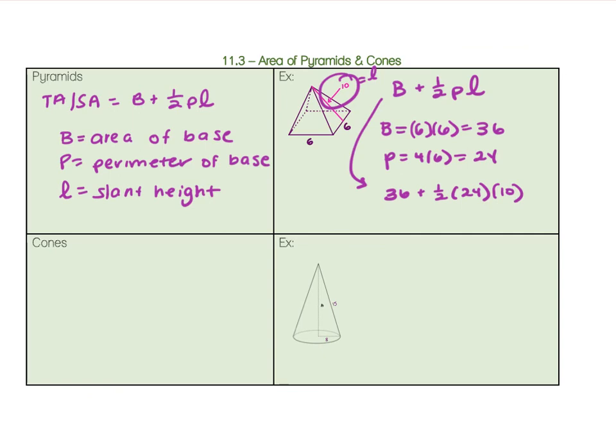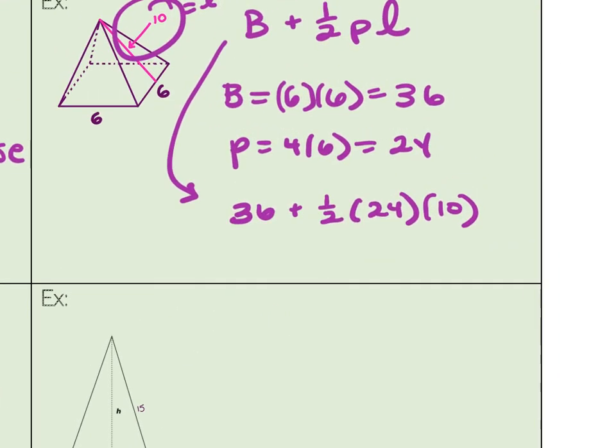And then if you're not 100% comfortable or you want to double check your math, I would make this 36 plus 0.5 times 24 times 10, and put that in the calculator. 36 plus 120, add those, and you get 156.